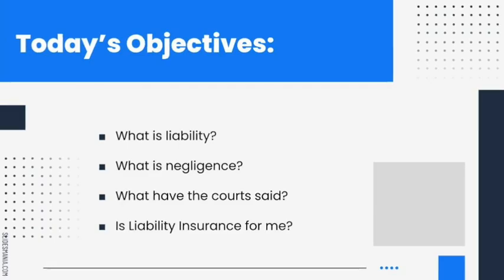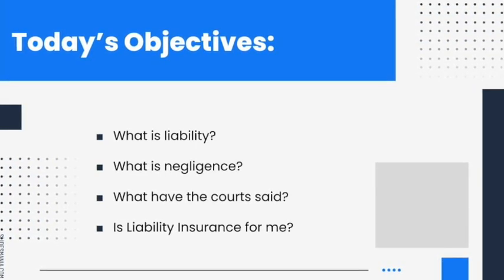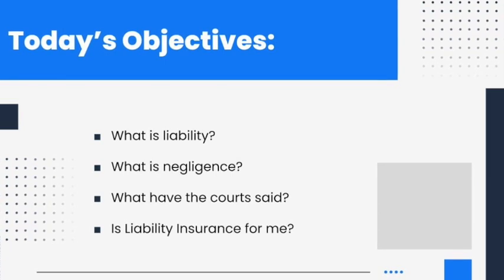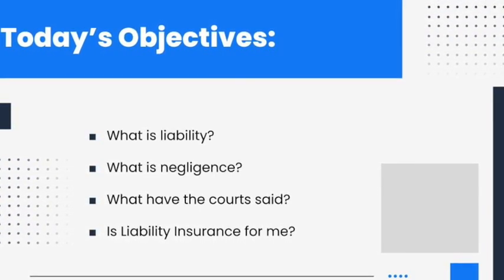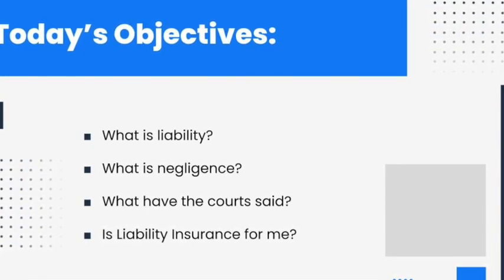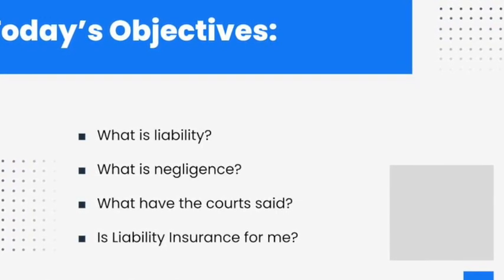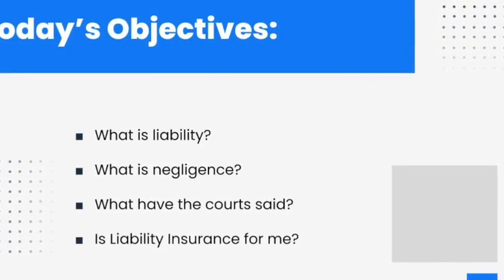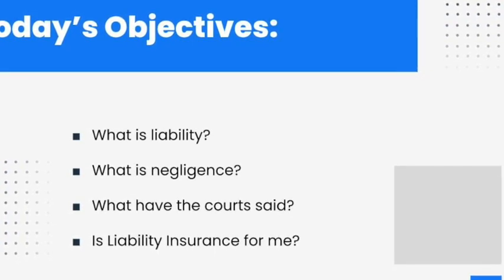On this slide here, you will see our objectives for today. First, we will briefly describe liability. Then we will describe negligence. We will discuss two cases right from our city and our district here in Philadelphia pertaining to school employee liability and negligence. Finally, we will review some options you have for liability insurance and if it is something you would like more information about and would like to pursue.